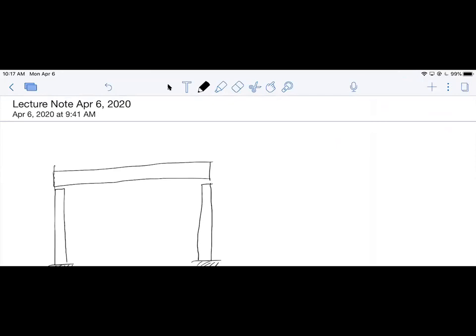Okay. And I say the column has a width of 12 inches, and the whole length of the beam, from center to center, is 19 feet. And now the inside clear span of the column is 18 feet, okay? Half foot from the left, half foot from the right.